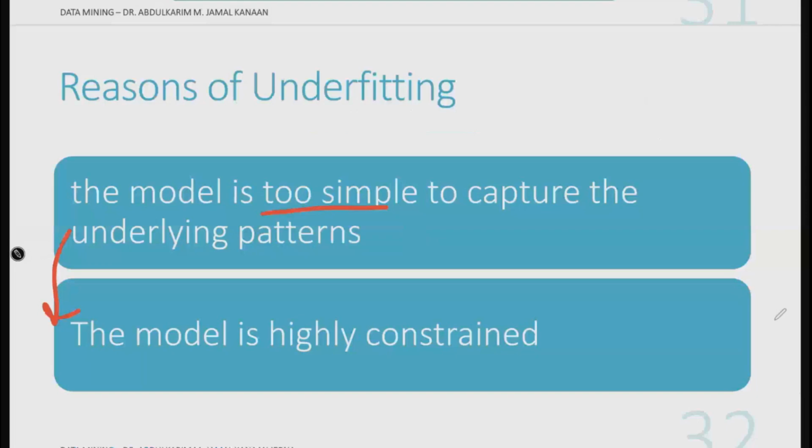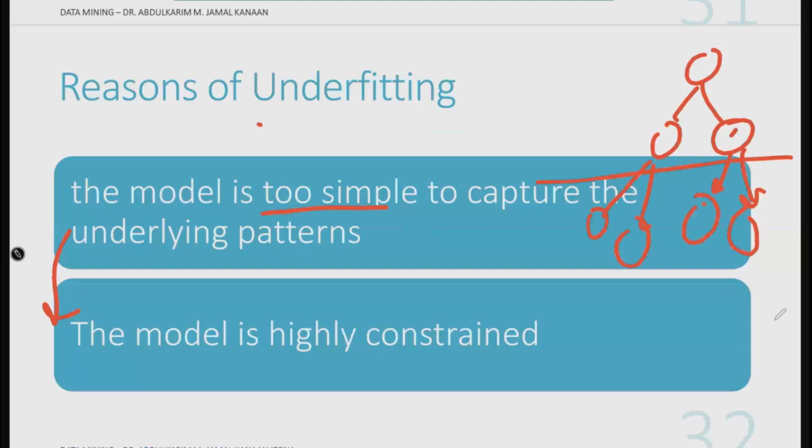For example, if we're talking about a decision tree, remember a decision tree has branches, right? Then I go and say to the decision tree, well, you cannot have more than level 1. So I put a restriction on the model. The model cannot be trained freely. So this can cause underfitting.